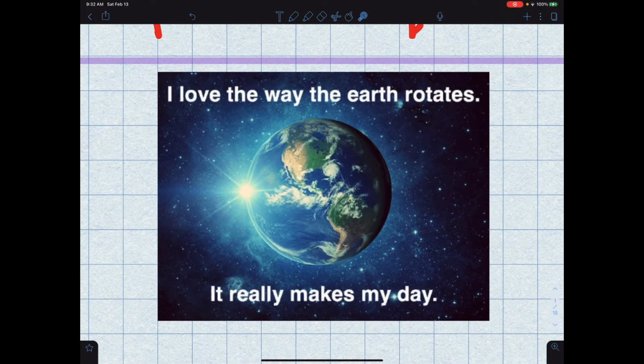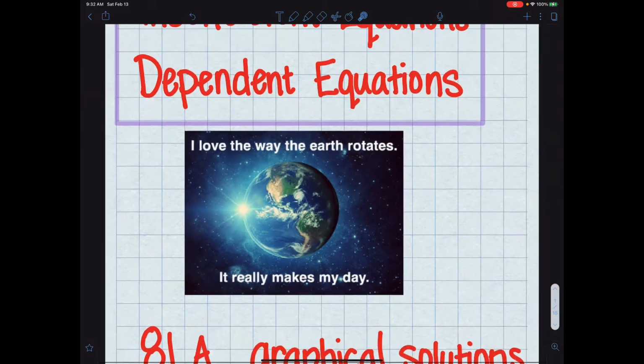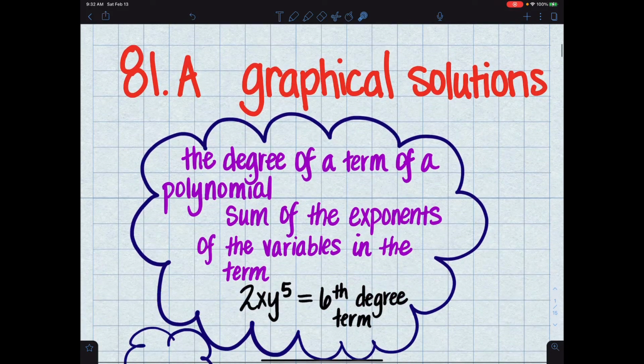I love the way the earth rotates. It really makes my day. Okay, pause for laughter, and we will continue and jump into the lesson, all right?